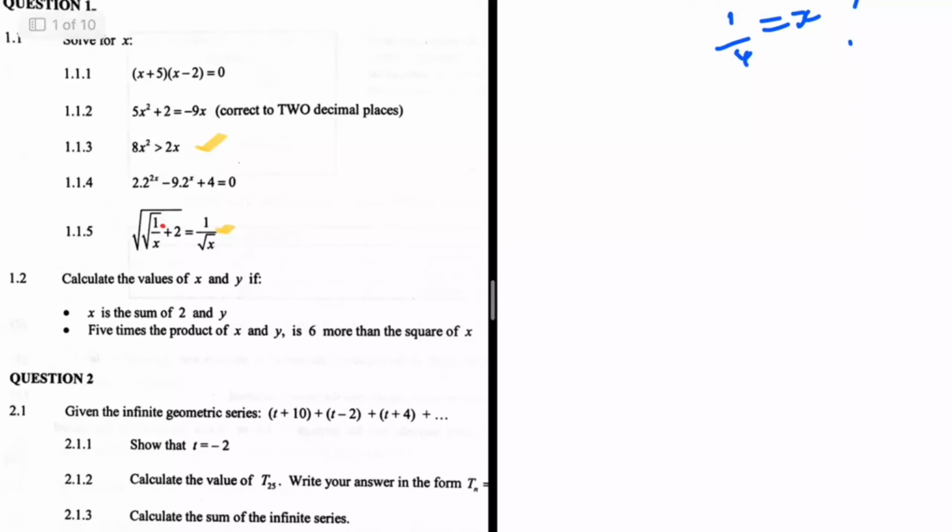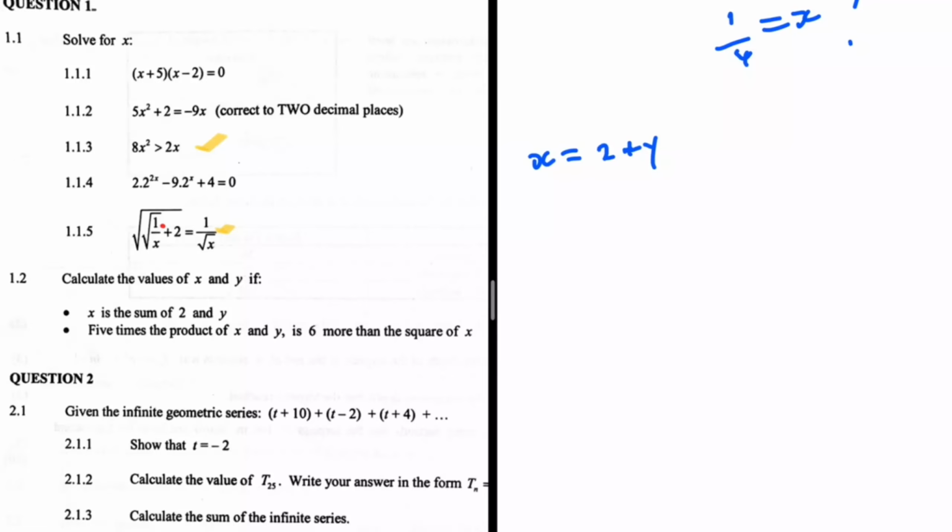Calculate the values of x and y. Let's take a look at the conditions. So the first bullet point, x is the sum of 2 and y. I think that is easy to interpret. So x is the sum of 2 and y, right? And then the next bullet point, 5 times the product of x and y is 6 more than the square of x.